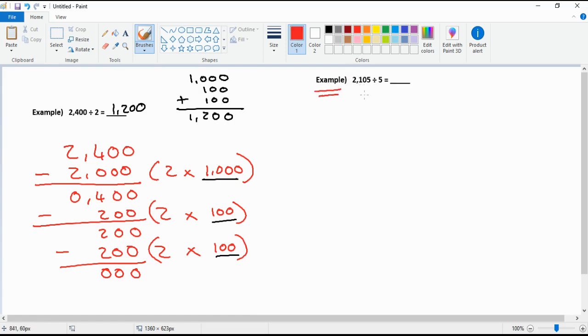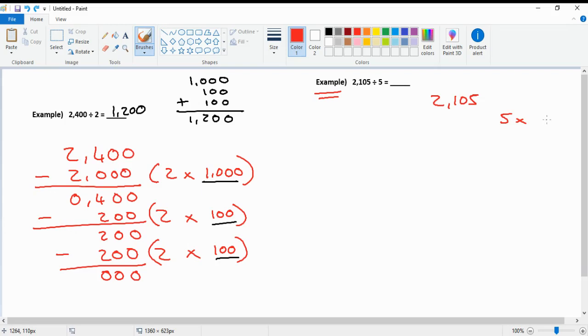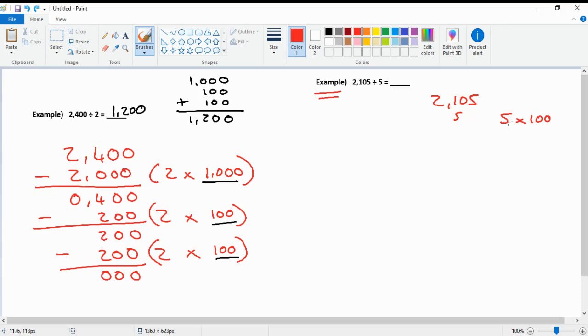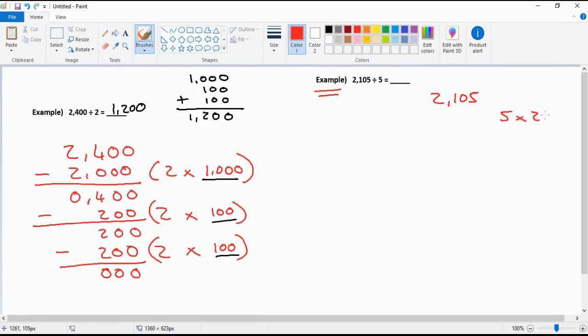Example 2, 2,105 divided by 5. So I've got my 2,105. And I think, what can I multiply by 5 to get close to this? Now in the book you're going to see examples 1,100 and so on. You can go bigger than that to make it a quicker calculation. I know 5 times 100 is 500, but this is a big enough number for me to even go bigger than that. I might go 5 times 200.